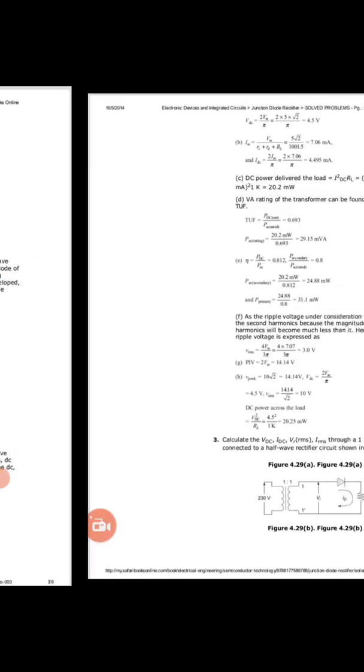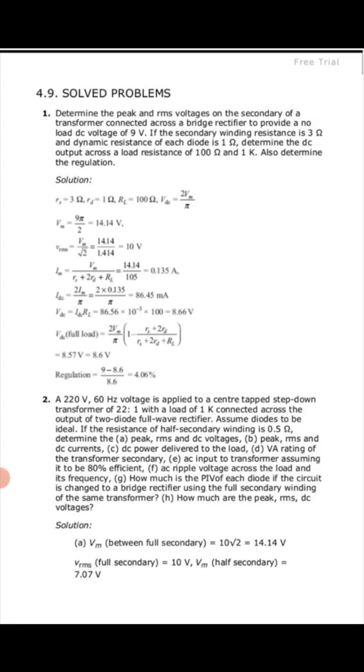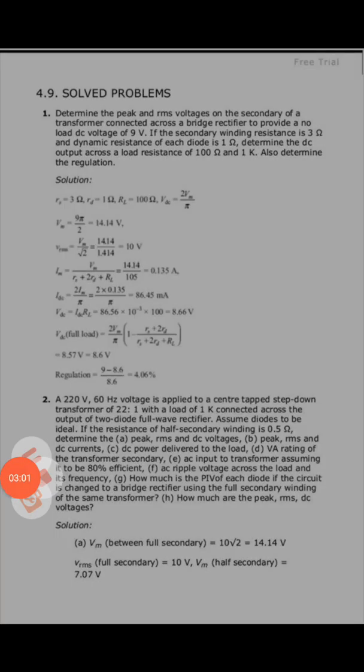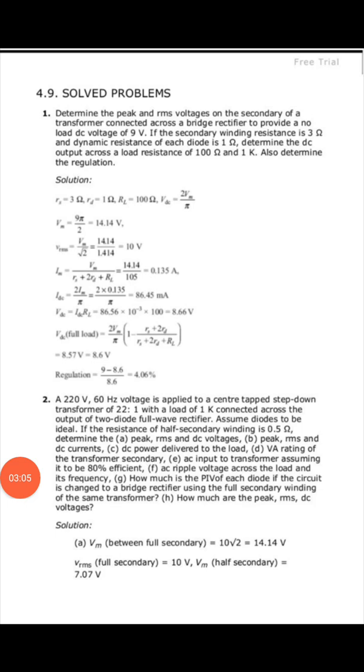So we see the next example. A 220 volt 60 Hz voltage is applied to a center tap step down transformer of 22:1 with a load of 1 kilo-ohm connected across the output of a 2 diode full wave rectifier. Assume diode to be ideal; the resistance of a secondary winding is 0.5 ohm. Determine, A: Peak, RMS and DC voltage.